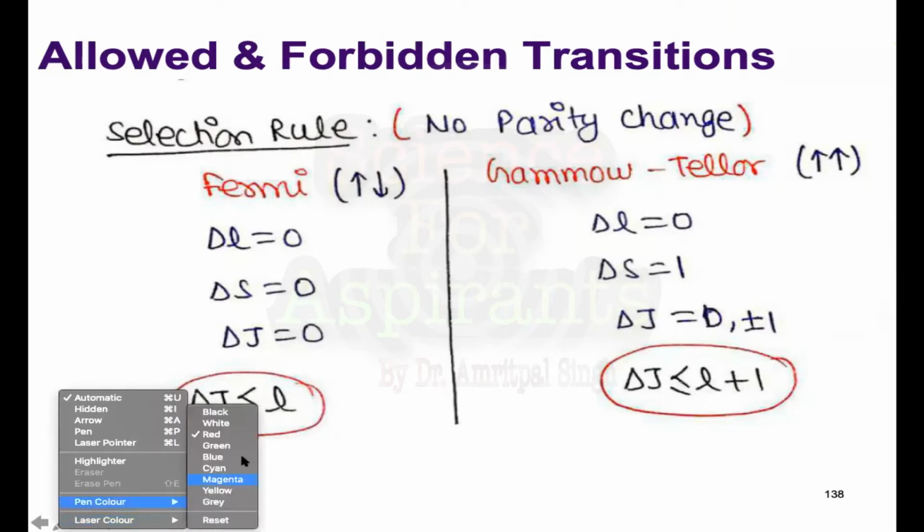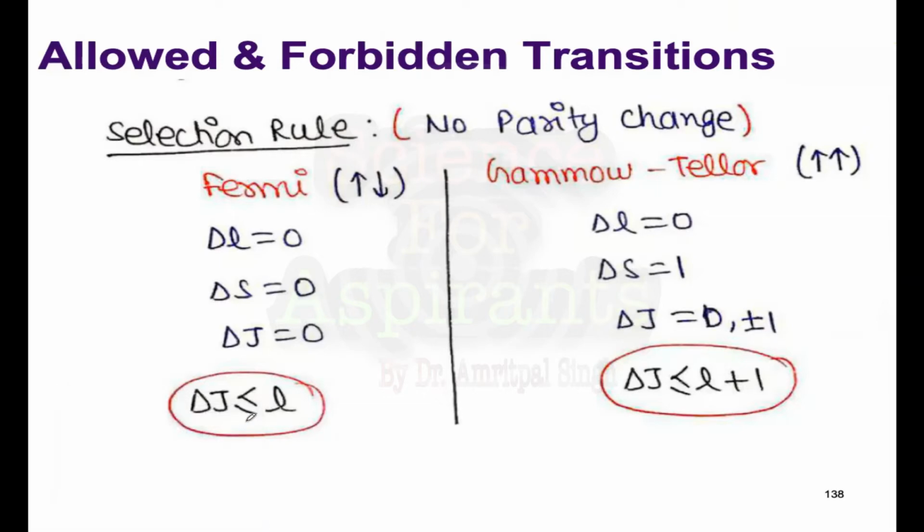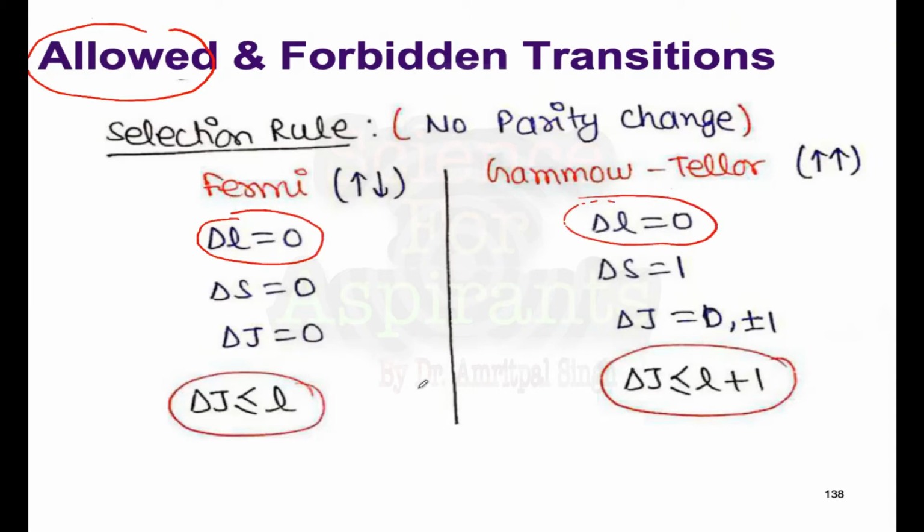In this selection rule, you will see that allowed transitions are those in which there is no change of orbital angular momentum, so the value of delta L is equal to 0. Now the total angular momentum, delta I, is the final state I value minus the initial state I value, and this delta I we calculate as the change in delta L plus the change in delta S value.